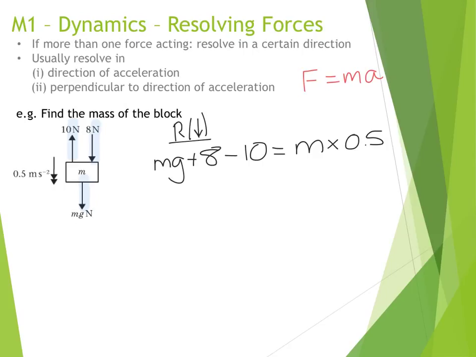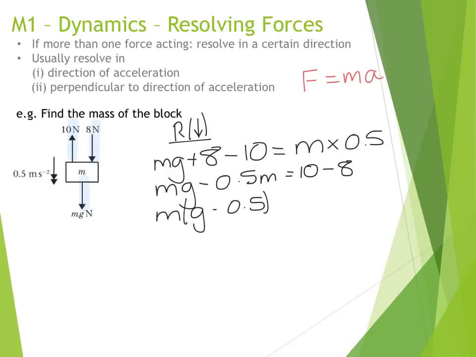Okay, so we're going to try and collect all of our terms involving mass onto one side. So I'm going to keep my mg this side. I'm going to bring across that 0.5 m, and I'm going to move across the minus 10 and that plus 8. Okay, so I can factorise now. I'm going to bring out my m as a common factor, g minus 0.5. You could sub in the value of g at this point, but it's good practice to get used to factorising.